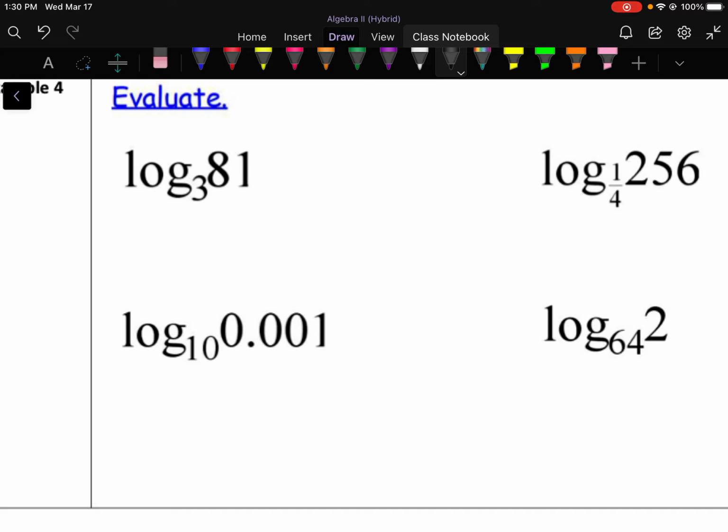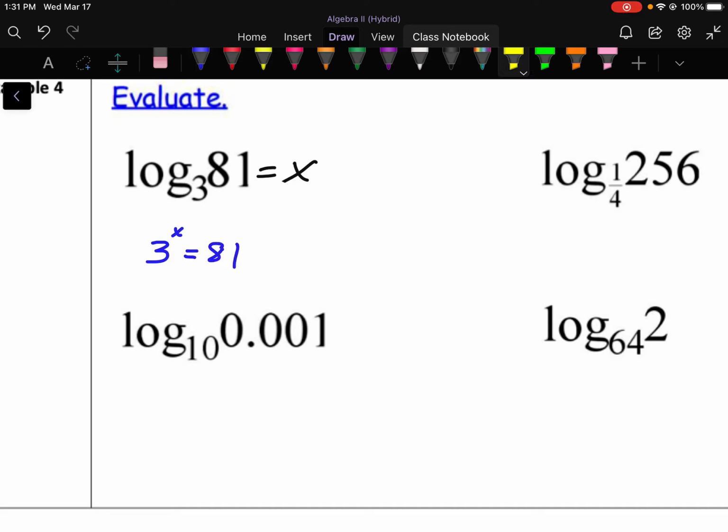What we want to do is figure out what this equals. So we're going to say equals x, because we don't know. You can use any variable you want, but we don't know. It equals x, some number. We're about to figure it out. So to do this, we want to rewrite it. We're going to say 3 to the x power equals 81.